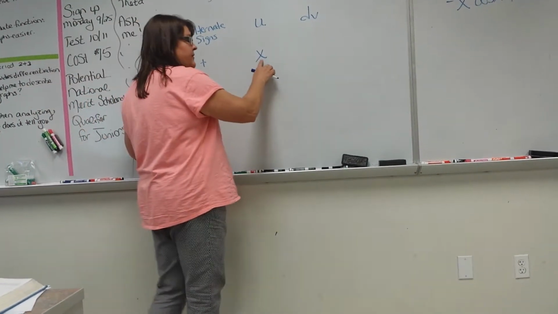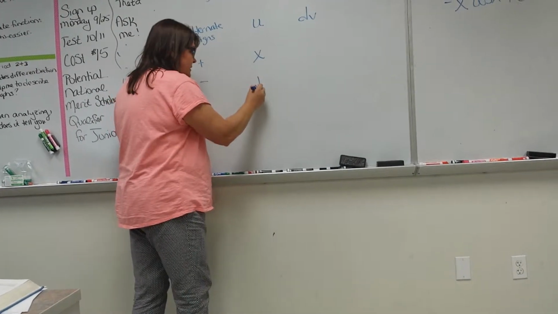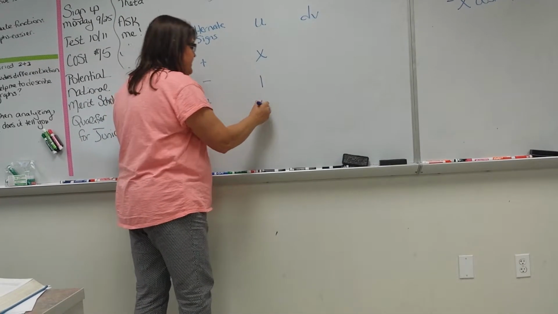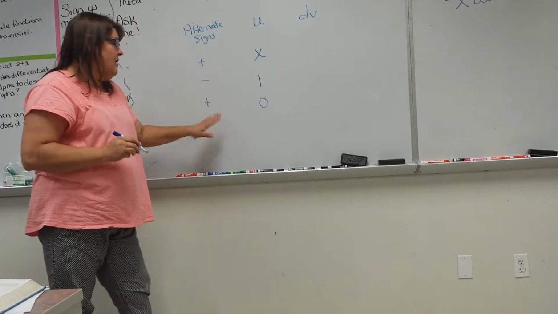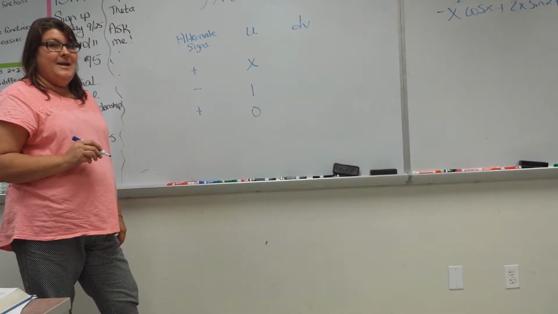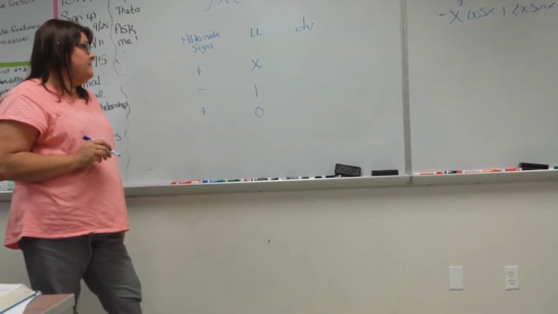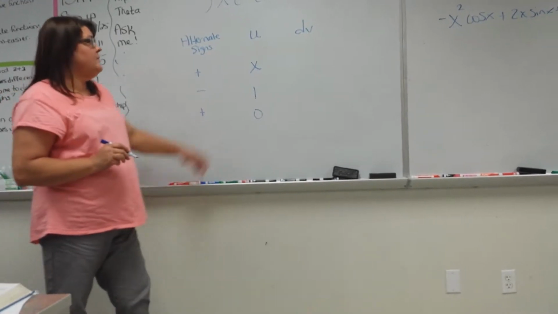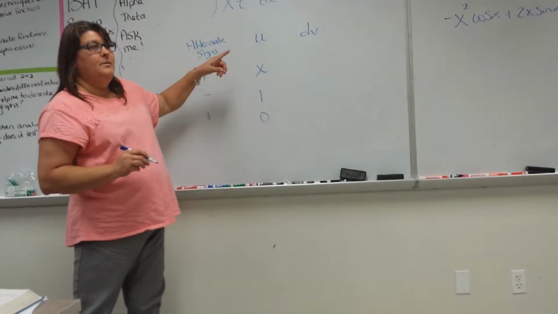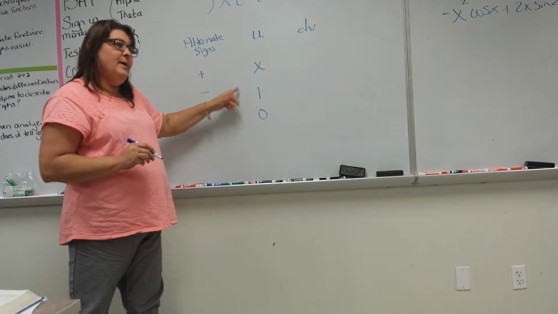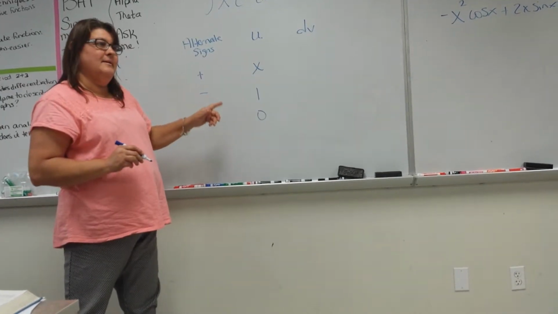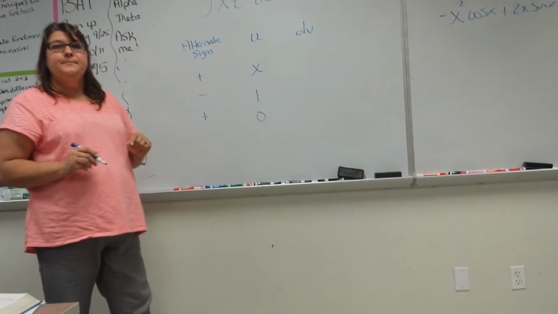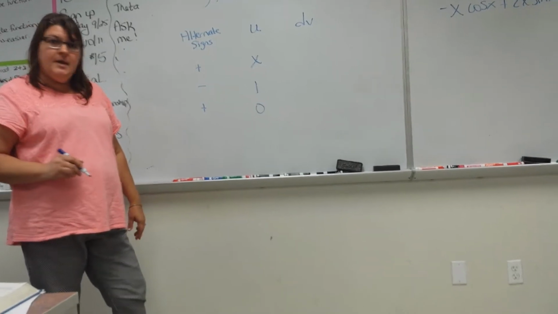So what's the derivative of x? 1. What's the derivative of 1? 0. So I don't need that last entry in that column. If this was x cubed, we would have x cubed, then 3x squared, then 6x, then 6, then 0. You see what I'm saying? So you keep going till you hit 0. Okay.